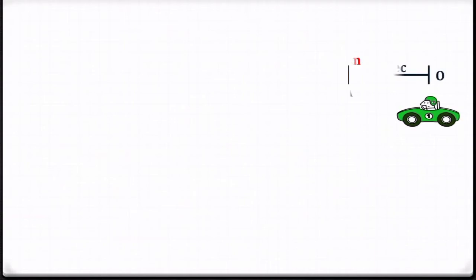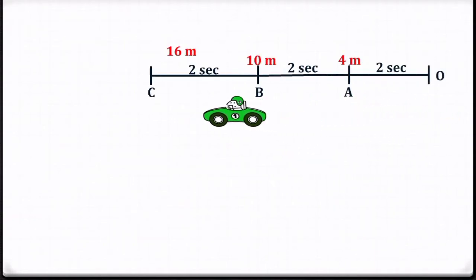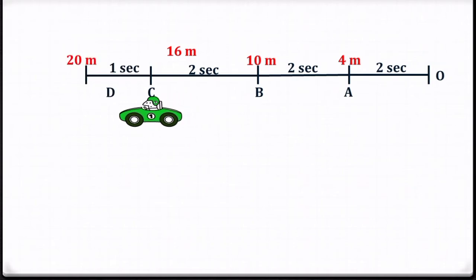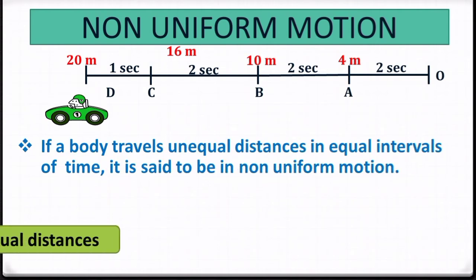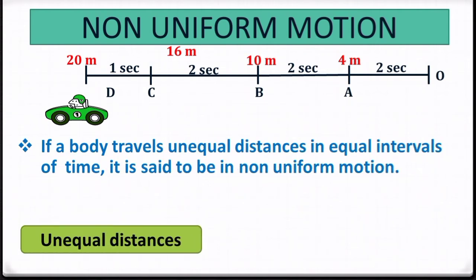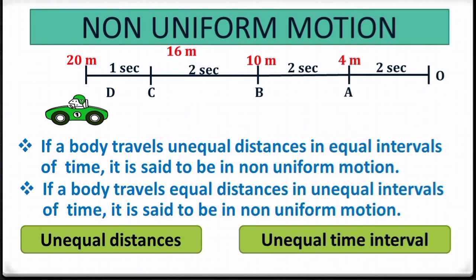In another case, Sam covers 4 meter in the first 2 seconds, 6 meter in the second 2 seconds, again 6 meters in the next 2 seconds, and in 1 second he has covered again 4 meters. Such a motion is known as non-uniform motion. Here, he covered unequal distances in equal intervals of time, or the same distance is covered in an unequal interval of time. So, in non-uniform motion, distance or time interval need not be equal.